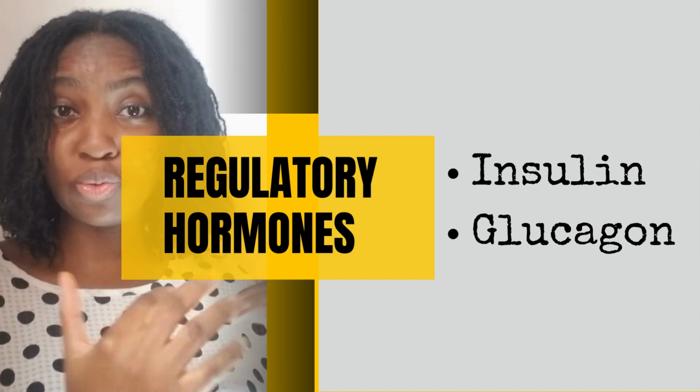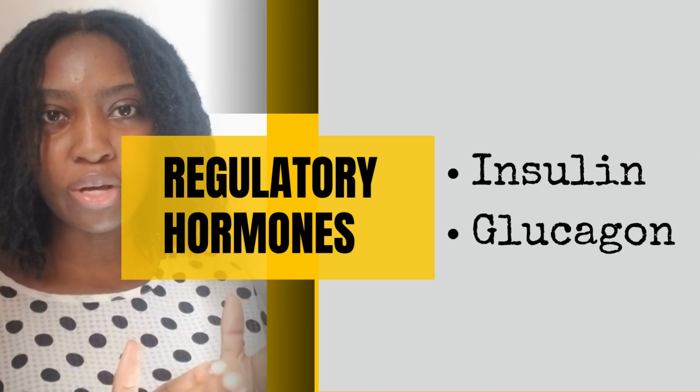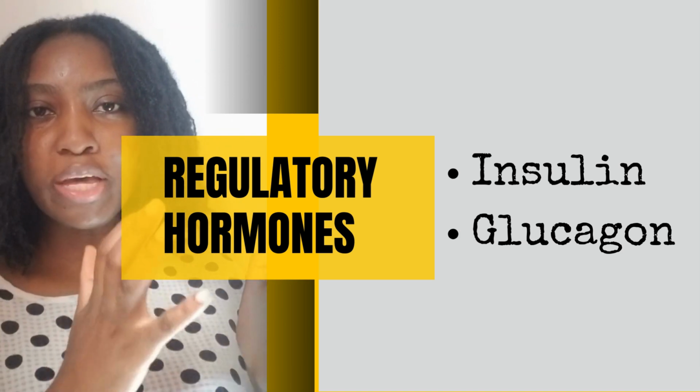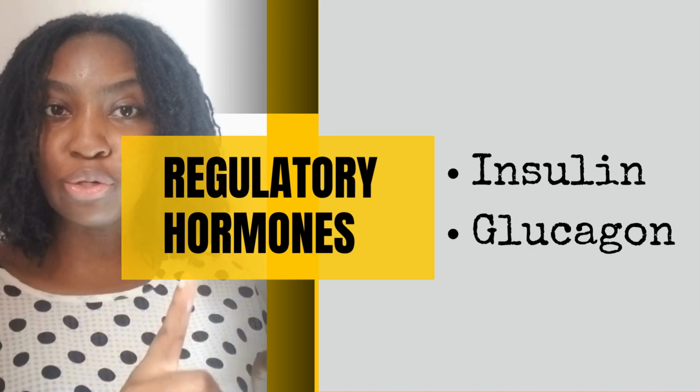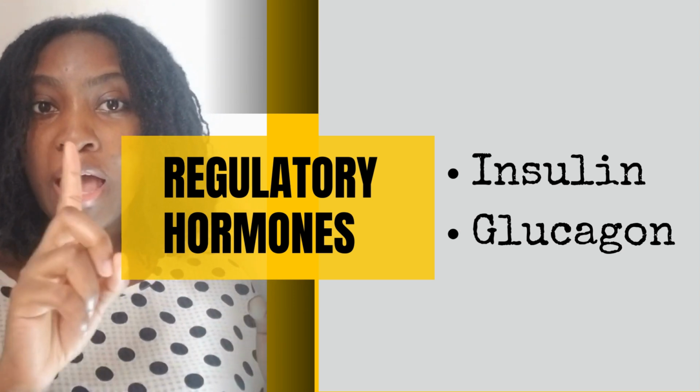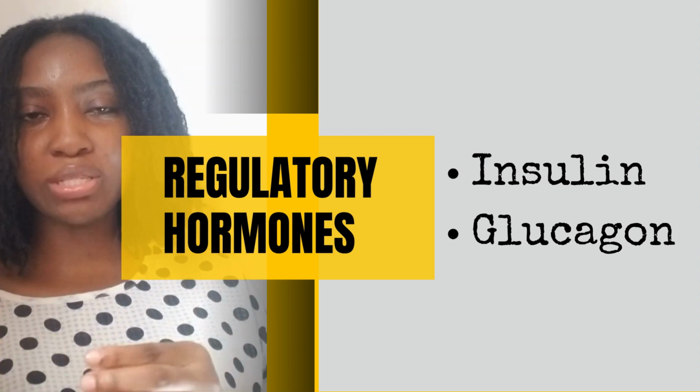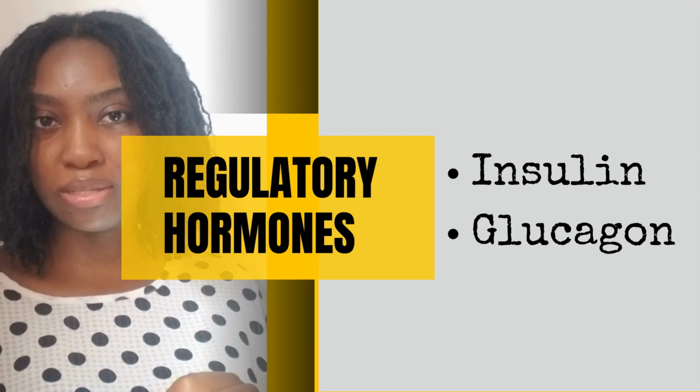So insulin is what I will call the entry hormone, and glucagon is what I will call the exit hormone. Insulin is what facilitates the entry of glucose, amino acids, and free fatty acids into the cell, while glucagon is the one that facilitates the exit of these substances.